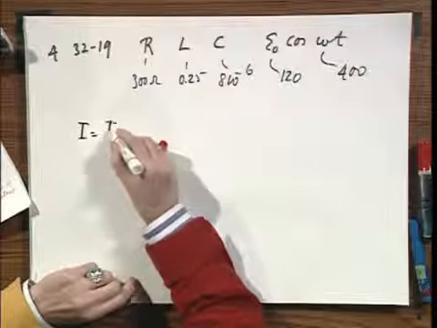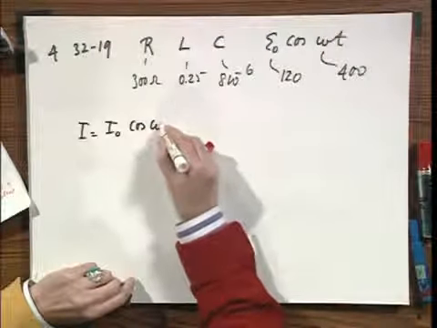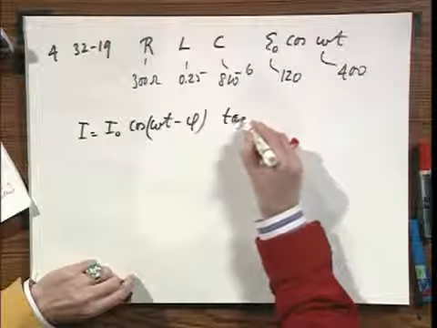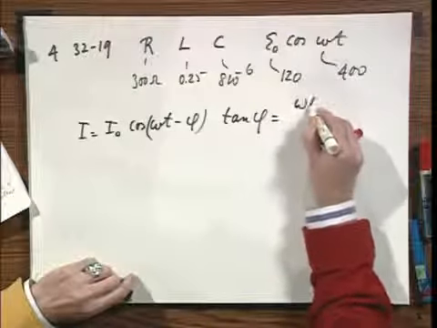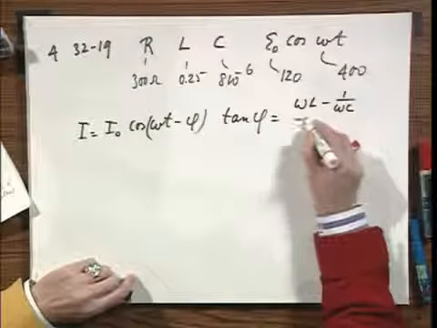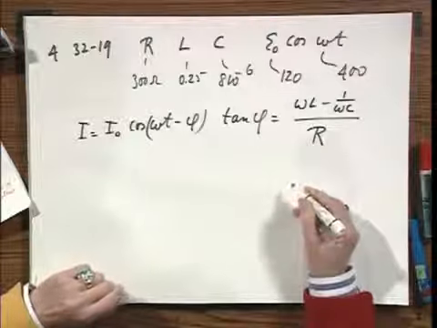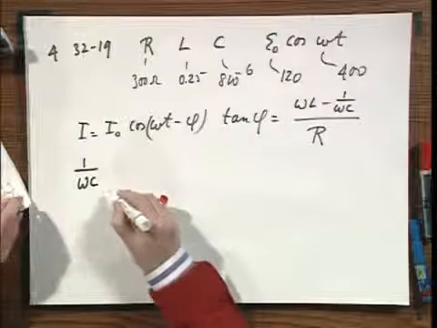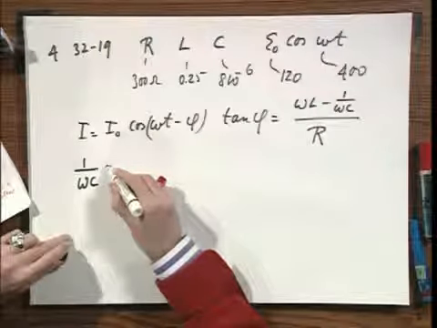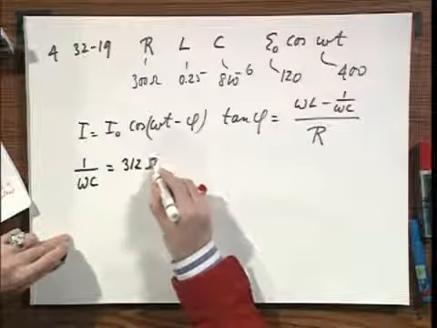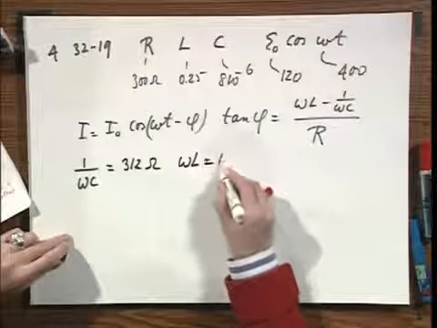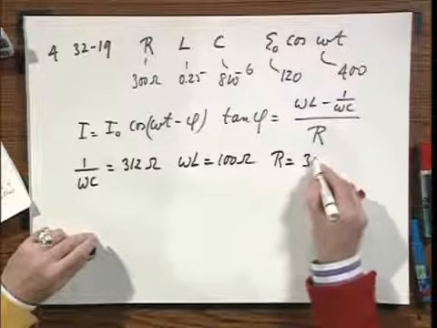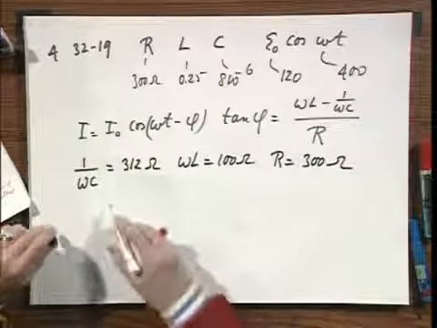I equals I0 cosine omega t minus phi, and the tangent of phi equals omega L minus 1 over omega C, divided by R. I think it's the third time that you see this now. It's interesting to write down the reactance of the 3 components. It's 312 ohms for the capacitor, it's 100 ohms for the self-inductance, and it is 300 ohms for the resistor.